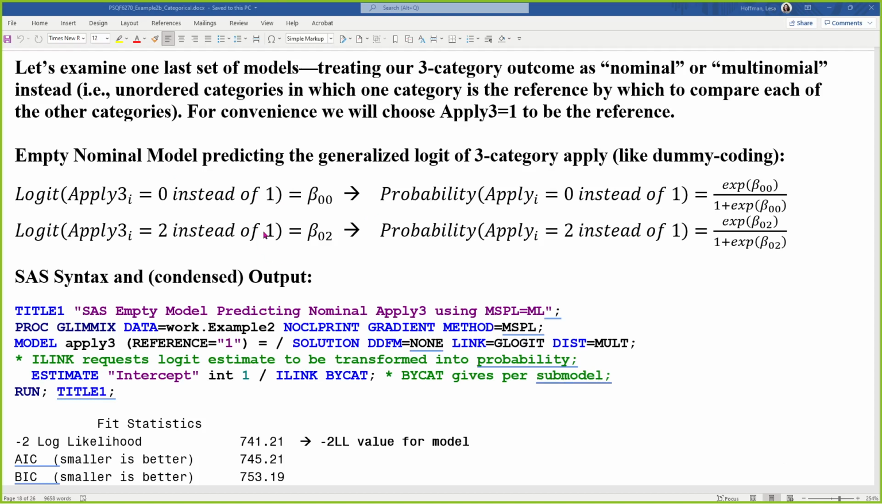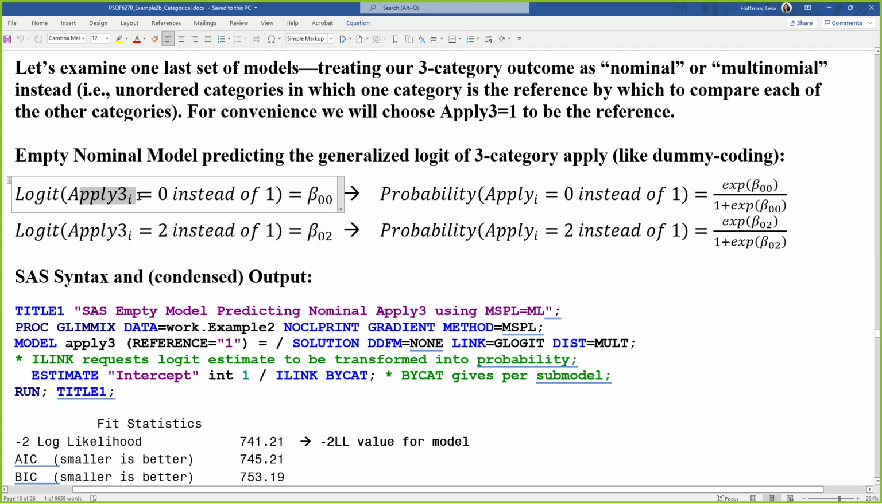In SAS, I'm back to using Glimmix. You can use a couple different routines in SAS to do nominal models, but this one generalizes to multivariate models as well. So the outcome variable that I'm predicting is this apply 3. It's the same one that we have. It's 0, 1, or 2. And I have chosen the middle category, answer 1, that corresponds, let's say, to maybe or as the reference.